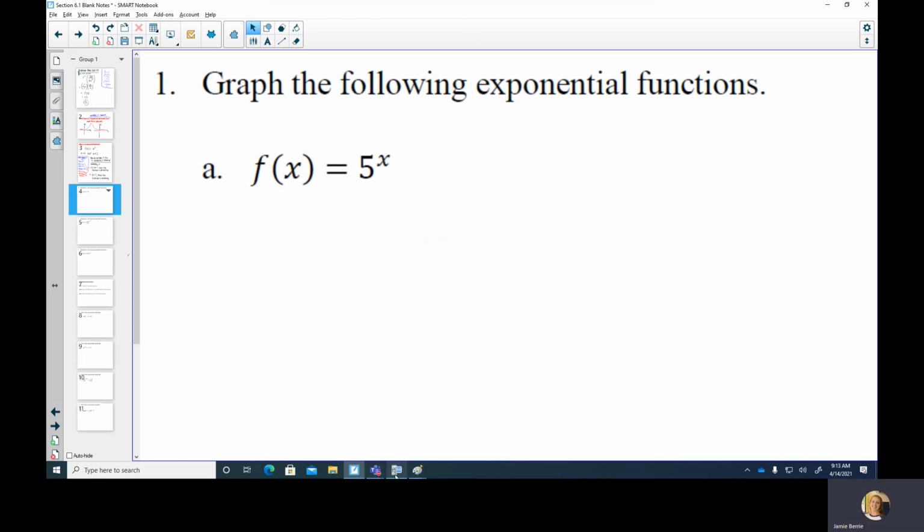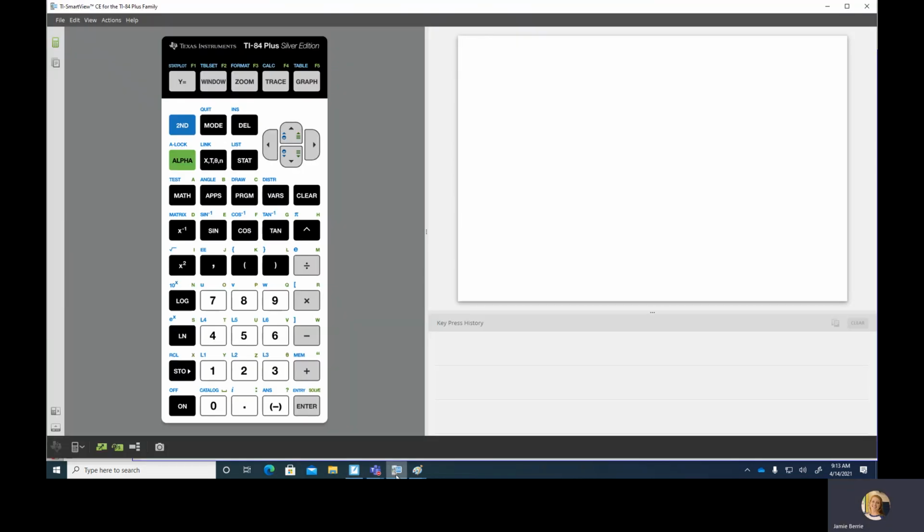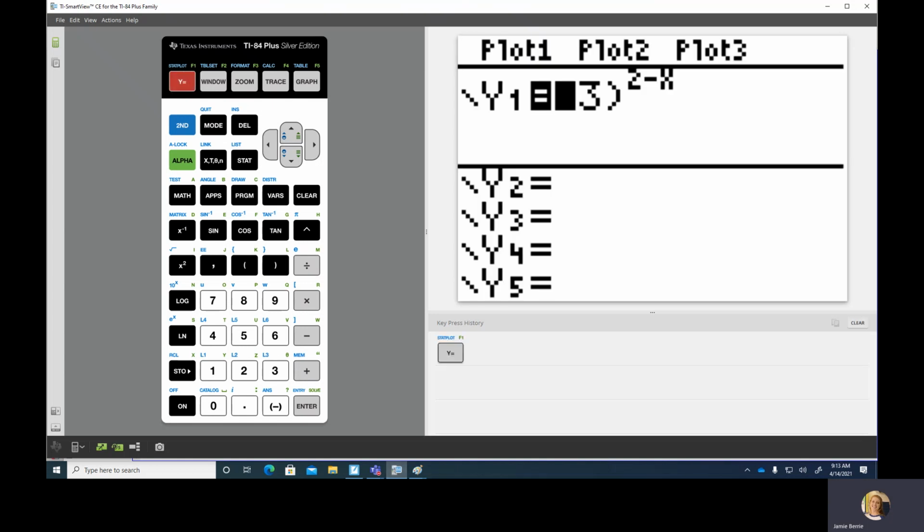All right, so get your calculator. We're going to go to our y equals screen. Clear out anything you got in there. Just type 5, then your little caret. We'll put you in the exponent. And then your x is right here by your alpha button.